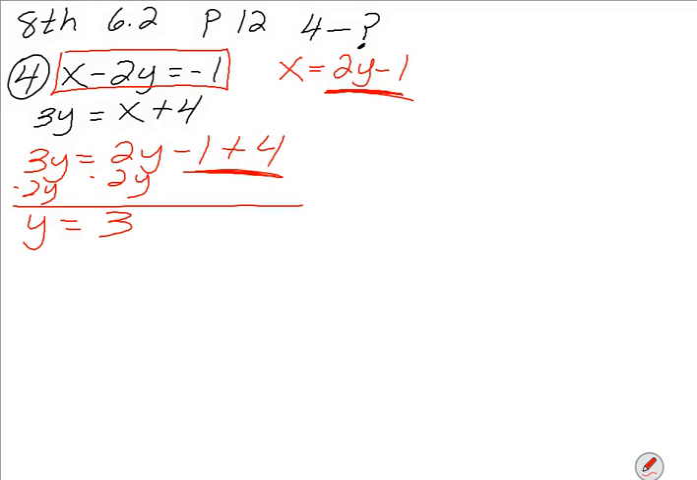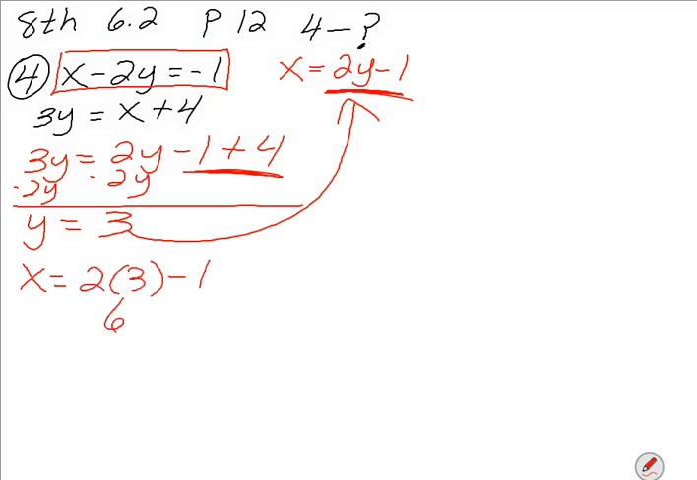Once I have my solution, I go back and substitute, and I'm going to substitute it into that equation. So I have x equals 2 times 3 minus 1. 6 minus 1 is 5. So my solution, my ordered pair is 5, 3. Hoping I did everything correctly. Go ahead and do number 5 before you watch the rest.